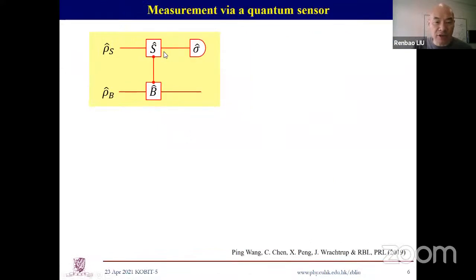Right, so this is the quantum circuit diagram for this sensing process. Suppose we have a sensor denoted by S, with an initial state given by rho S, and also a target denoted as rho B, and then they have interaction. That's the coupling between the sensor operator S and the target operator B, right? After the interaction for a short period of time, they establish entanglement between the two systems, and then we do the measurement only on the sensor. If this entanglement is weak, or the interaction time is short, then this measurement on the sensor spin is going to be a weak measurement of this bath.